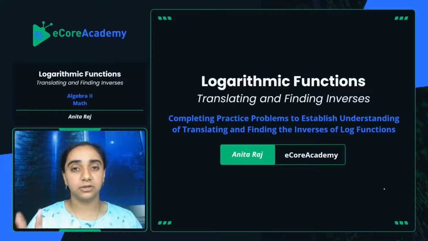So today we're going to be doing two practice problems where we're going to establish understanding of how do we translate the parent function graphs of logarithmic functions, and then after that we'll be looking at three very short problems on how do we find inverses when we're given a log function.